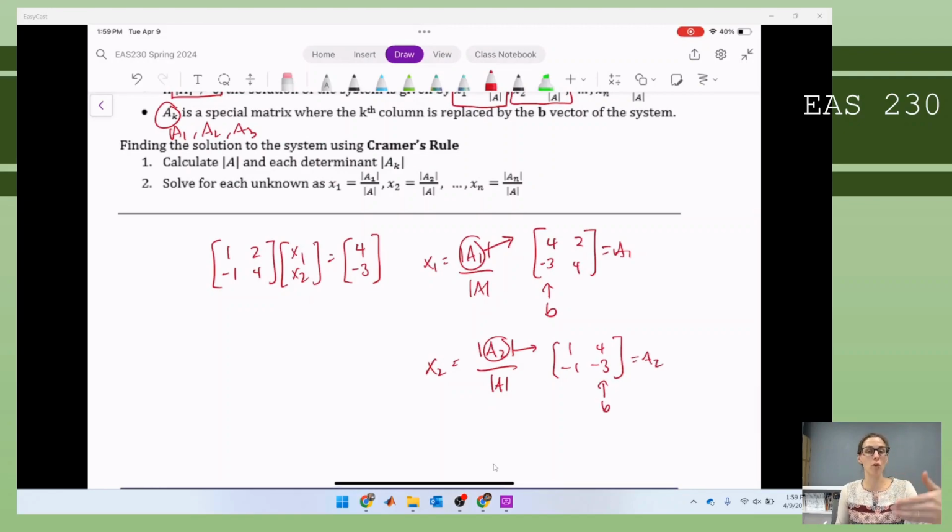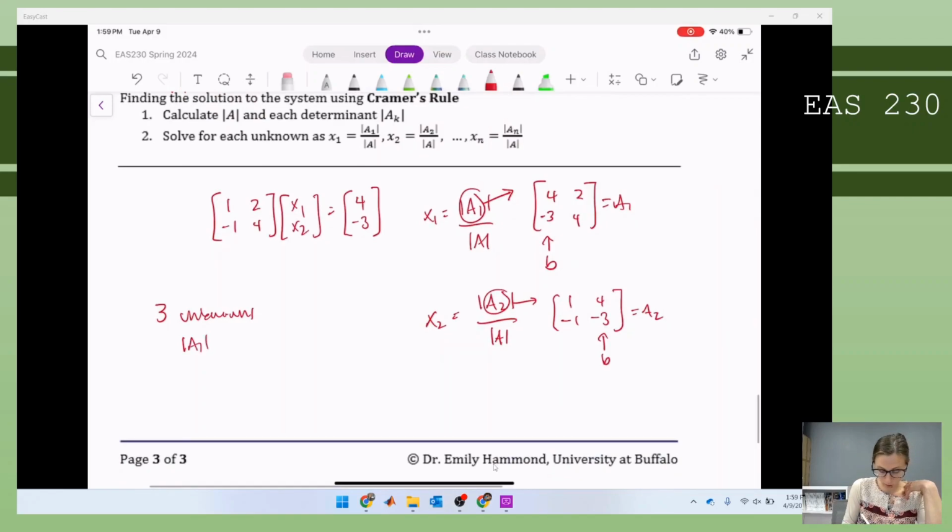So in order to solve this system of equations with two unknowns, I would only need to calculate three determinants. If you have three unknowns, you would need four determinants. Determinant of A1, determinant of A2, determinant of A3, and determinant of A. If you had four unknowns, you would need five determinants.